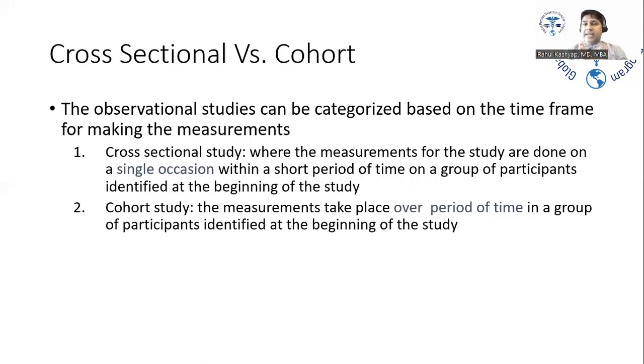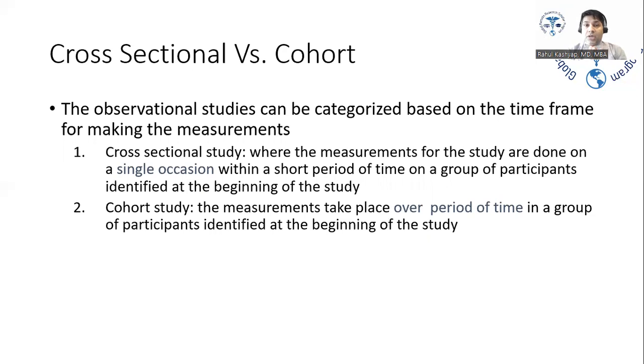Cross-sectional versus cohort study design. If we go into the cross-sectional, everything is happening at the same time, or both predictor and outcomes are measured at the same time. Where the measurements of the study are done on a single occasion in a short period of time, that's your cross-sectional design. Cohort, you may follow the patient for a long time, either retrospectively or prospectively. Look at the patients who got a certain disease during pregnancy and then followed them on for 9 months. That's your cohort study design.